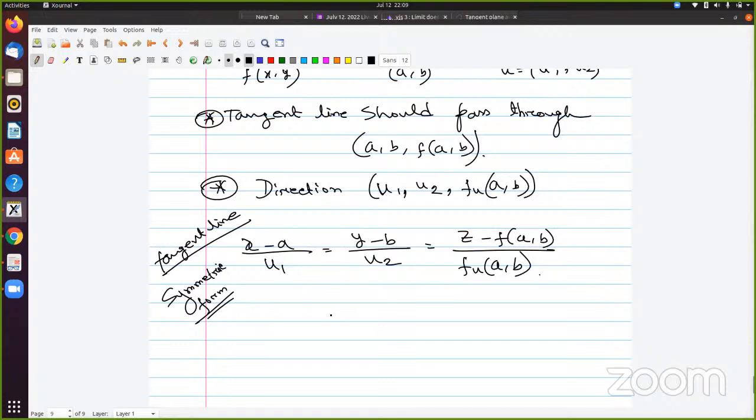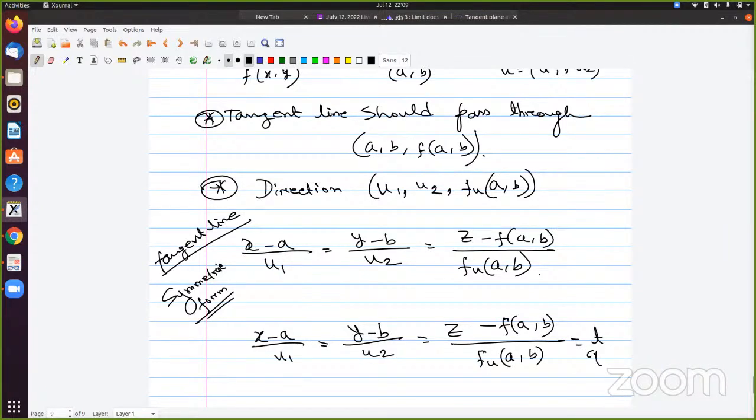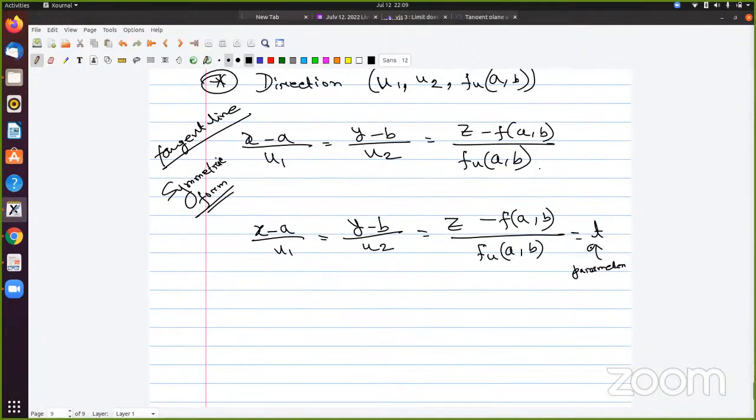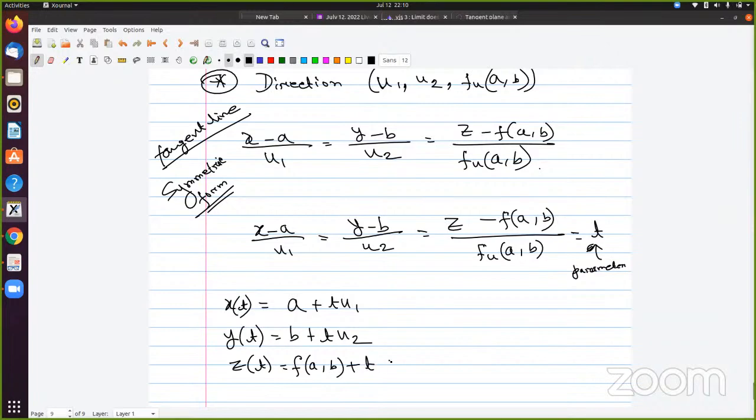Now if we want to go to the parametric form, we have to take this as some constant, so all these are equal. We take a parameter, called the parameter t. So what is x? Now x is basically a plus t u1. So now it depends on t, that's why we write x(t). Similarly, y(t) is b plus t u2, and z(t) is f(a, b) plus t u3. So this is called the parametric form.